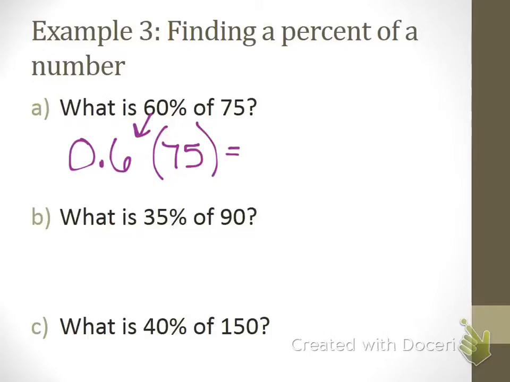What is 0.6 times 75? What's it going to be? 45. All right, so how do we do it? Explain it to me again. We change the percent to a decimal and multiply by the total. Go ahead and do the last 2.